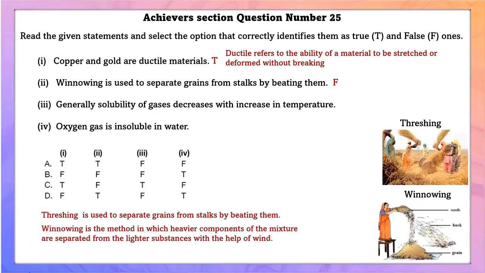Winnowing is the method in which heavier components of a mixture are separated from the lighter substances with the help of wind. Generally, solubility of gases decreases with increase in temperature. True. Oxygen gas is insoluble in water. False. Oxygen is soluble in water. So the correct option is the C option.